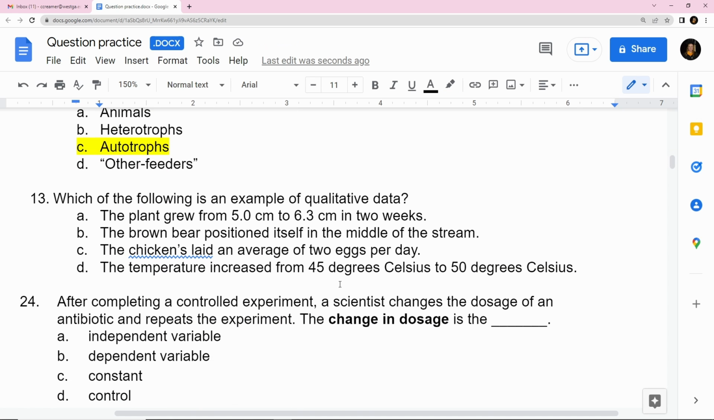13. Which of the following is an example of qualitative data? The plant grew from 5 centimeters to 6.3 centimeters in 2 weeks. The brown bear positioned itself in the middle of the stream. The chickens laid an average of 2 eggs per day. The temperature increased from 45 degrees Celsius to 50 degrees Celsius. The best example of qualitative data would be B. The brown bear positioned itself in the middle of the stream.